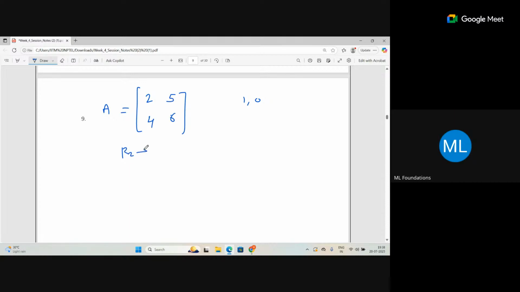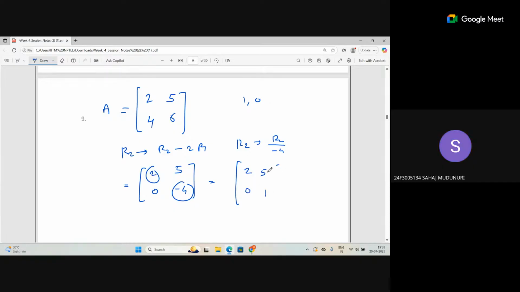Let's say I do R2 changes to R2 minus 2 times R1. What I'll get is 2, 5, and 0, minus 4. So what are the pivots here? This is going to be a pivot and this is going to be a pivot, right? Let's do one more thing: R2 changes to R2 divided by minus 4. What do you get? 2, 5, 0, 1. Now you can argue that maybe one is a pivot, right? Yes, sir.